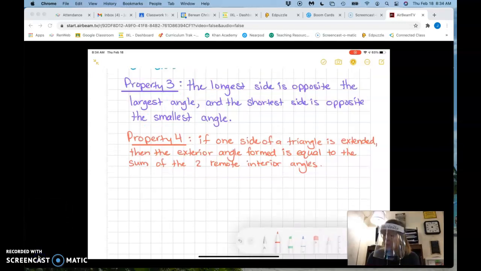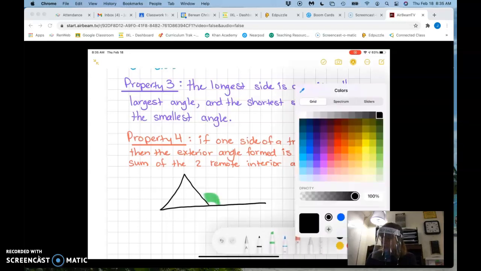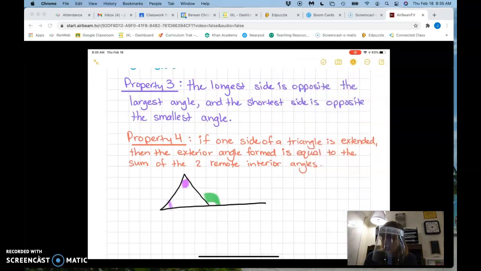Okay, so this one, I'm going to draw a picture to go with it so it's a little bit easier to understand. It says if one side of the triangle is extended, so for example, I have this triangle, but this one side keeps going, then the exterior angle that's formed, so this angle here, remember exterior means outside, is going to be equal to the two remote interior angles. So the two angles that are farthest away from that exterior angle, but on the inside of the triangle. So that one and that one. So you can add these two together and it's going to equal that exterior angle over there.